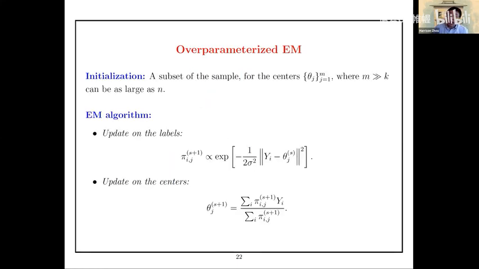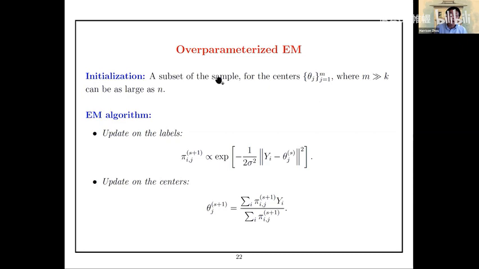So, this is our over-parameterized EM. Although there are only k centers, we start with M centers. M could be far bigger than k. The question now is: how do you pick those M centers to start? You could do some kind of uniform sampling, and our way is this: we pick M data points from the sample.